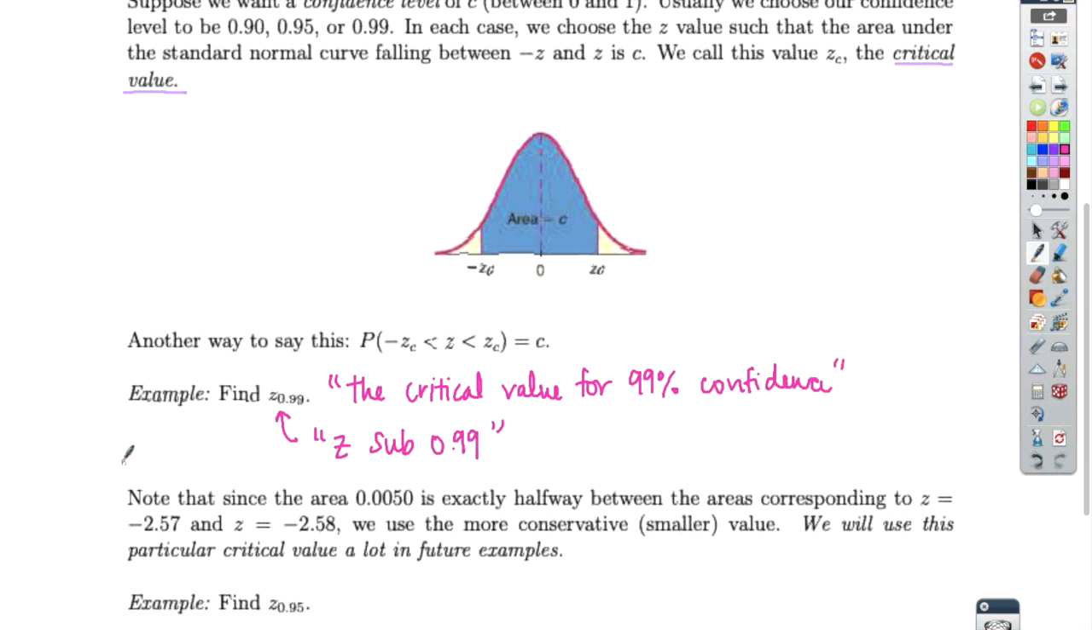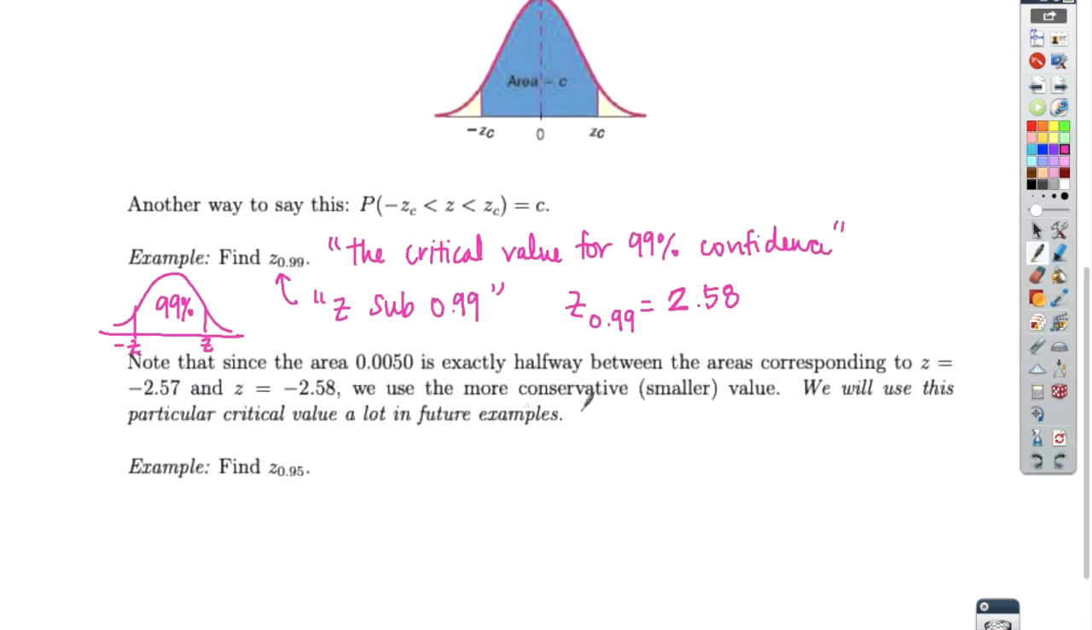So what it's really asking is find the z-score such that 99% of the area is between z and negative z. And we already did this in a warm-up. We found z sub 0.99 is 2.58. So again, we'll revisit this real quick. We do use the more conservative value to make sure that we didn't short that area at all.